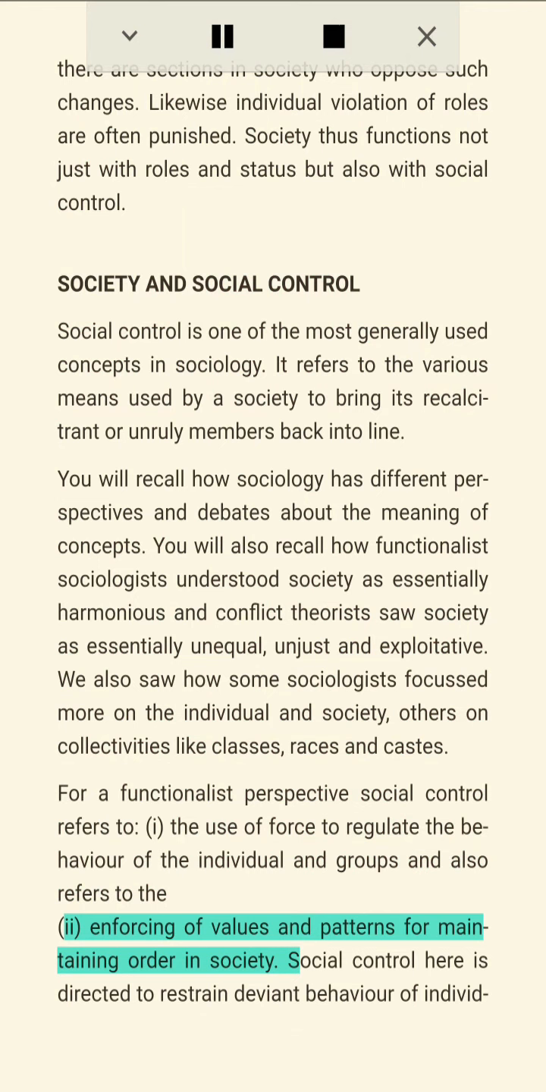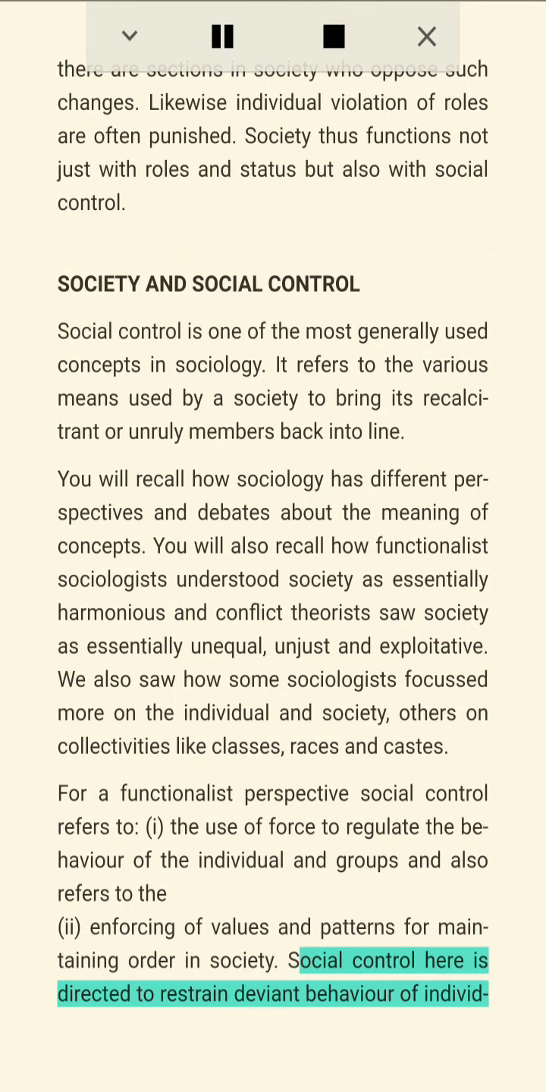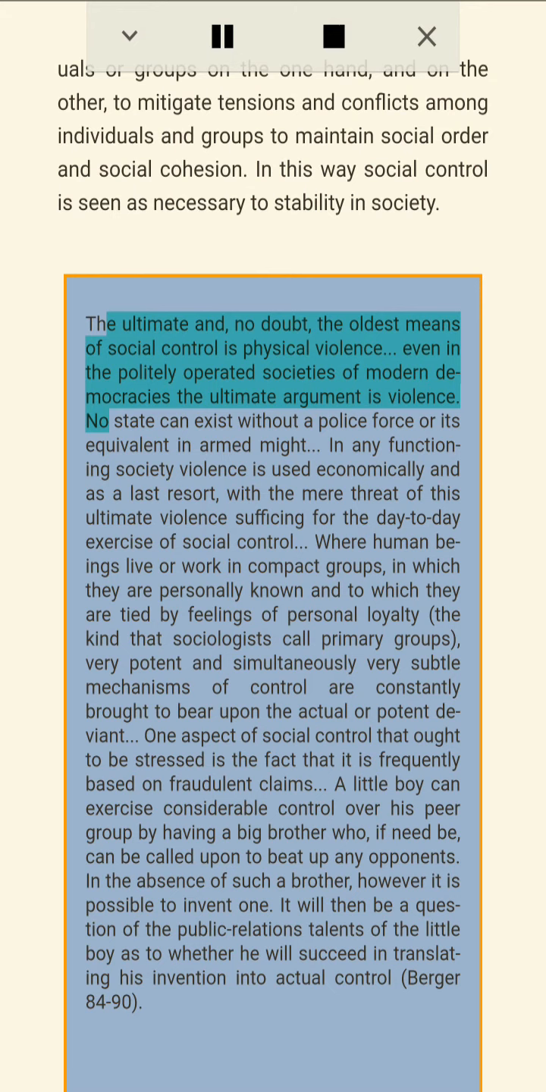For a functionalist perspective, social control refers to the use of force to regulate the behavior of the individual and groups, and also refers to the enforcing of values and patterns for maintaining order in society. Social control here is directed to restrain deviant behavior of individuals or groups on the one hand, and on the other, to mitigate tensions and conflicts among individuals and groups to maintain social order and social cohesion. In this way, social control is seen as necessary to stability in society.